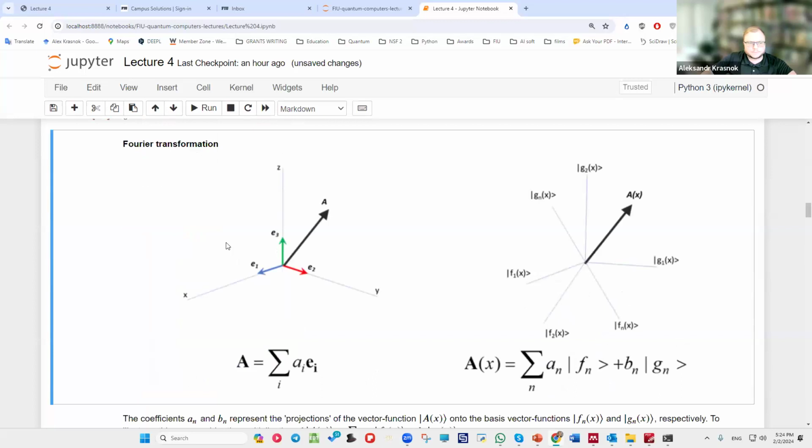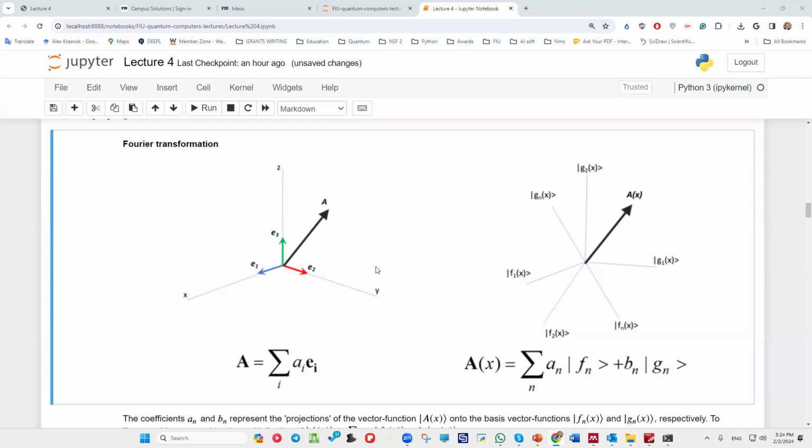All right, so why do we need this? Why do we need the concept of inner product of the functions? We need this concept in order to be able to work with functions as with vectors. So we can treat functions as vectors.